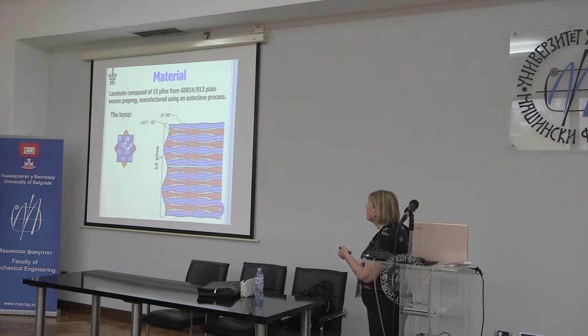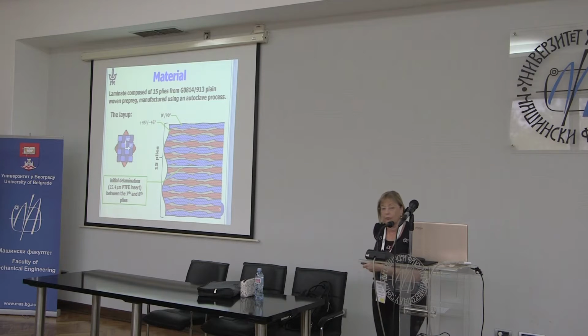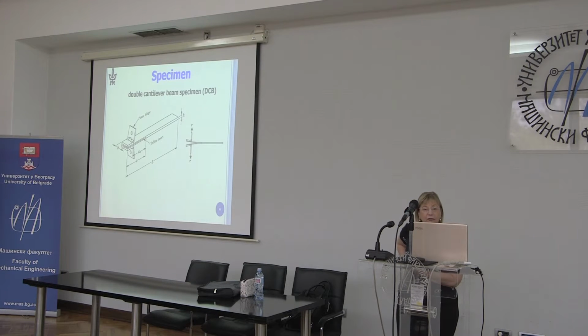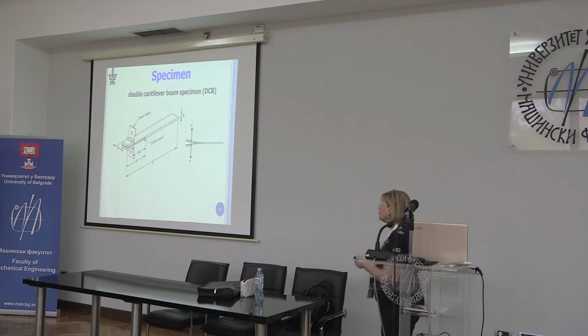So if you're looking here, this one is coming, the fibers are coming out at you. This is at the 90 direction, and the fibers are going along here at the 0 direction. And we've put in a piece of Teflon. I think it was 25.4 microns between the 7th and 8th layers. And this is our artificial delamination. And we're going to carry out tests on double cantilever beam specimens.